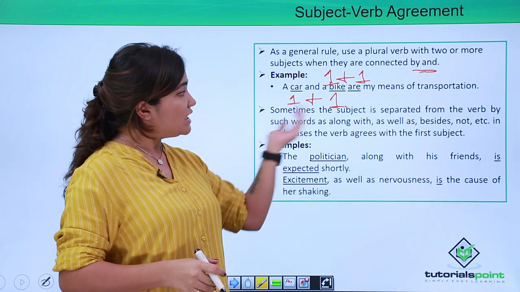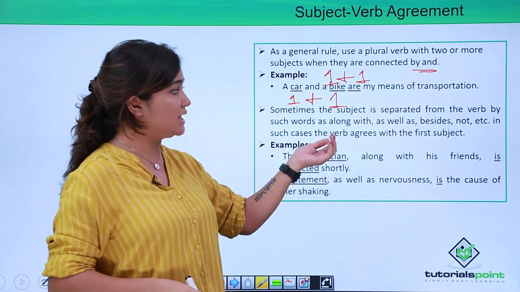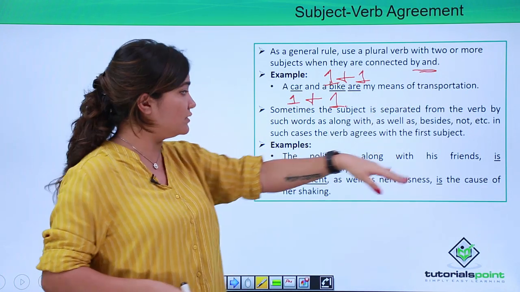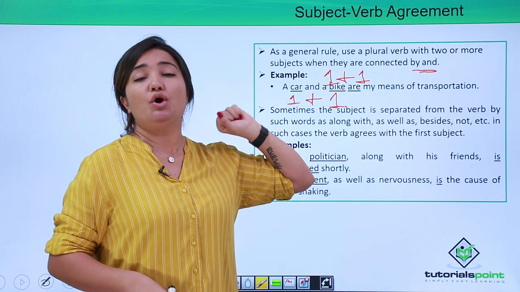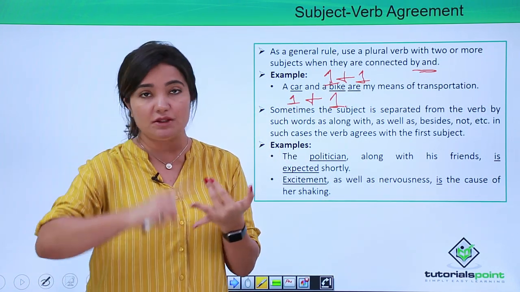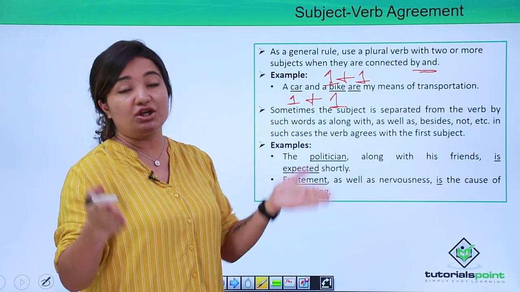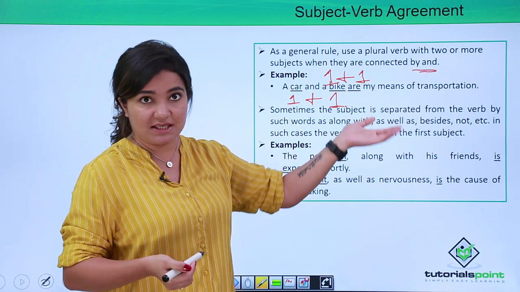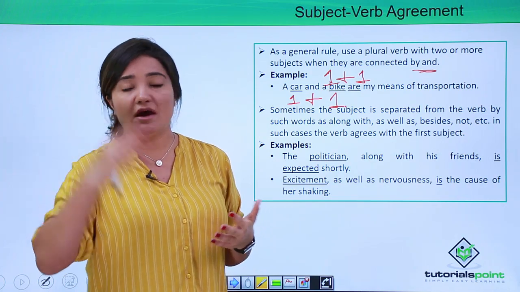Okay. Sometimes the subject is separated from the verb by words such as along with, as well as, besides, not, etc. In such cases, the verb agrees with the first subject. Okay, so we studied about the usage of and, and we studied about the usage of either or, neither nor. But what about those subjects which are connected by words like along with, as well as, besides, not, etc.? So what rules actually dictate their usage of verbs?